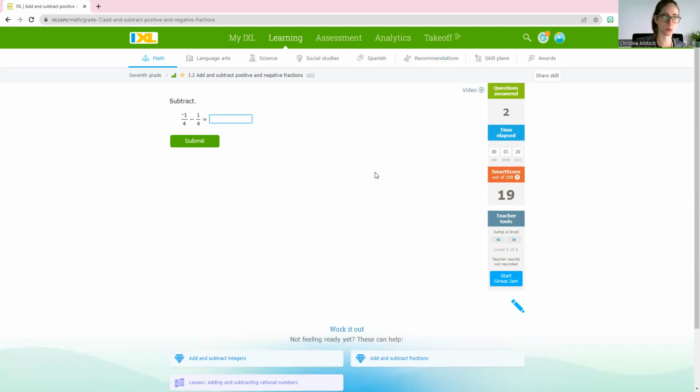Ooh, now we have a subtraction problem. First thing I'm going to do is remember that when you have a subtraction problem with integers, or in this case, a subtraction problem with a negative fraction, we're going to rewrite it as adding the opposite. So as soon as you see a subtraction problem, if you have a negative number in there, rewrite it as adding the opposite. So we keep the first fraction the same, change our subtraction to addition, and change this number to have the opposite sign.